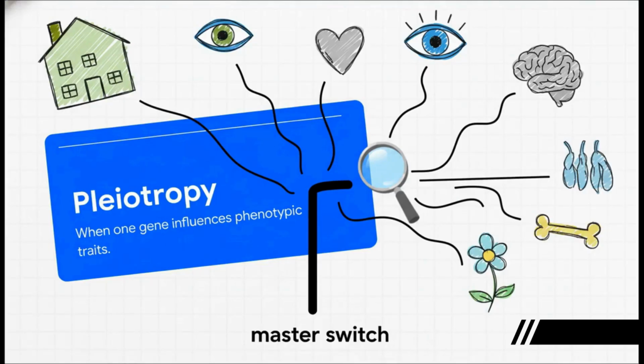So yeah, this is pleiotropy, and what it means is that a single gene has the power to influence multiple and often totally unrelated traits. I want you to think of it like a master switch in a house. You flip that one switch, and suddenly lights turn on in the living room, the kitchen, and the hallway. It's one switch, but it has many different effects.